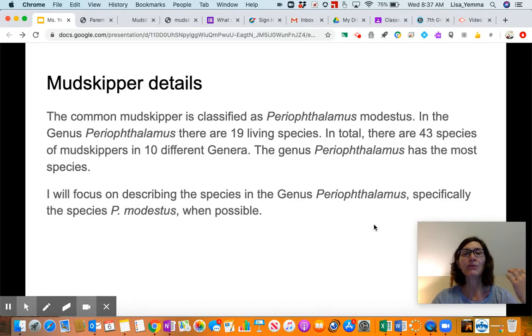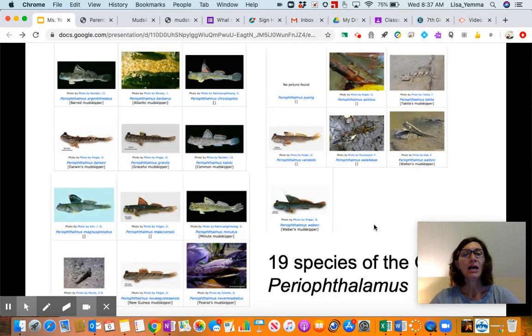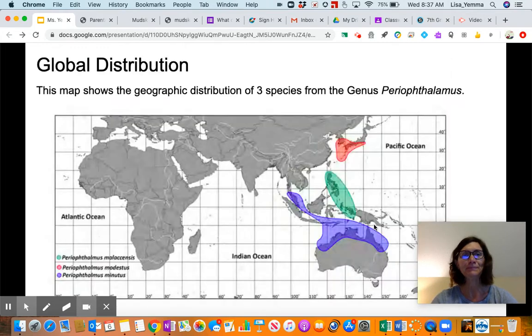Details about how this Mudskipper was classified: how many genera are there, what do we know about them, just super simple. And again, I'm going to remind you, please no copying and pasting. Then we looked at the species in the genera that you had chosen. So this should be already completed. And if you have pictures, great. And if you don't, great.